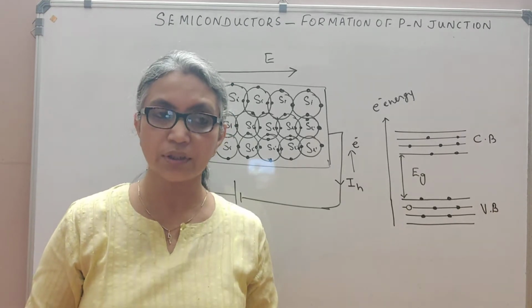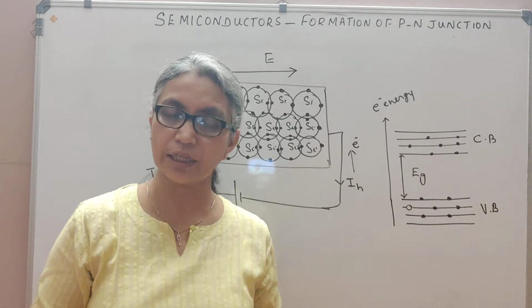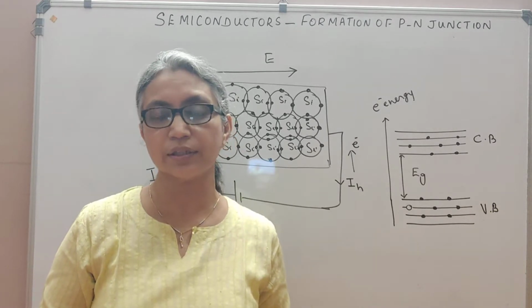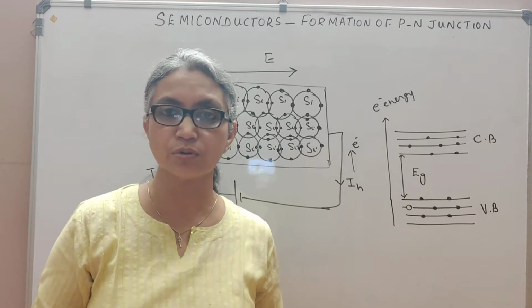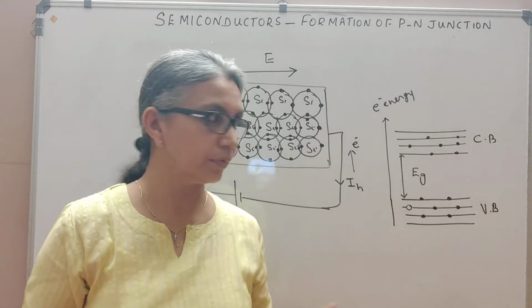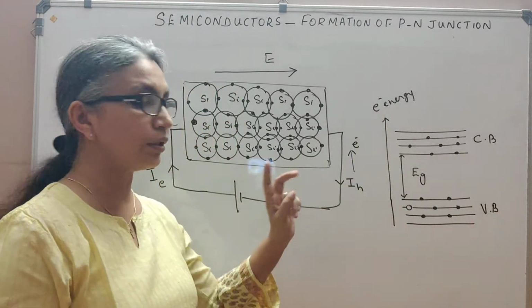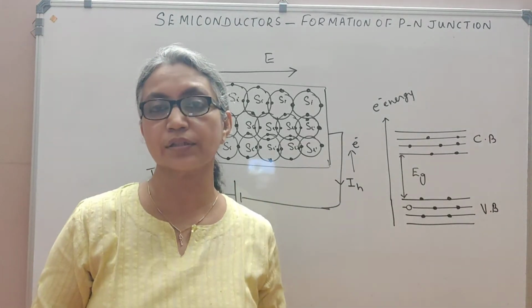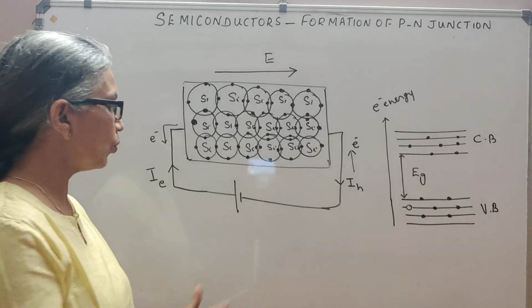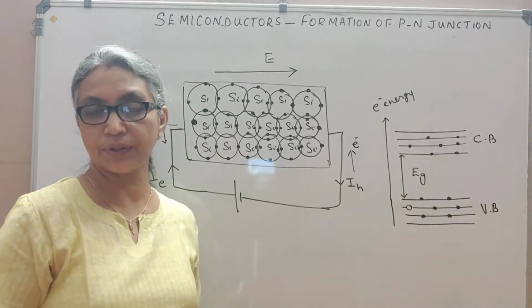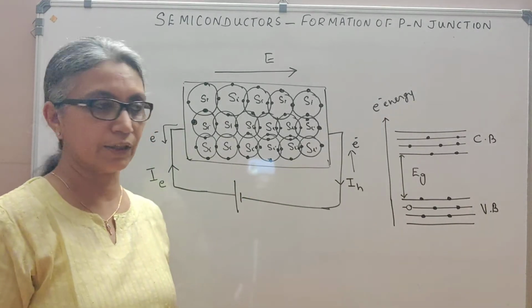Now, both these holes and electrons become charge carriers in a semiconductor, and the total current in the semiconductor will be the current due to the holes plus the current due to the electrons. Let me try to explain to you how both electrons and holes can be charge carriers in a semiconductor.